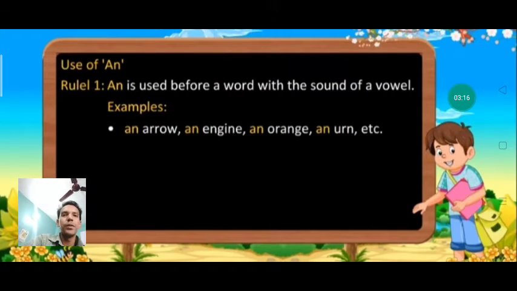Now we can see the use of an. Rule 1: an is used before a word with the sound of a vowel. Example: arrow becomes an arrow, engine becomes an engine, orange becomes an orange, urn becomes an urn. Whenever we see that the sound of a vowel is coming, before that we will use an, to indicate that this is singular.